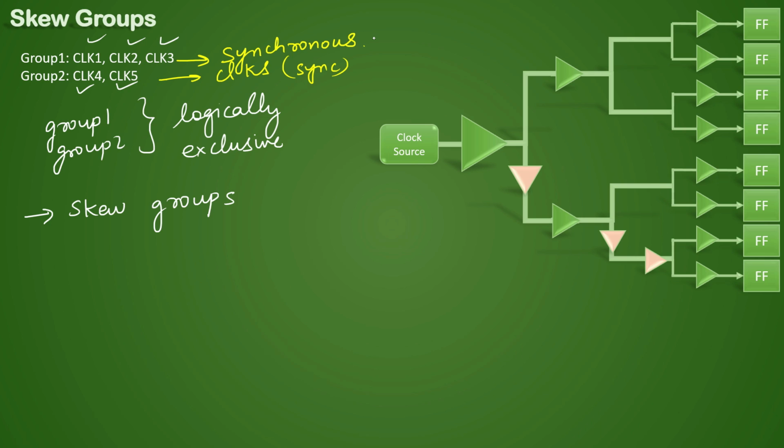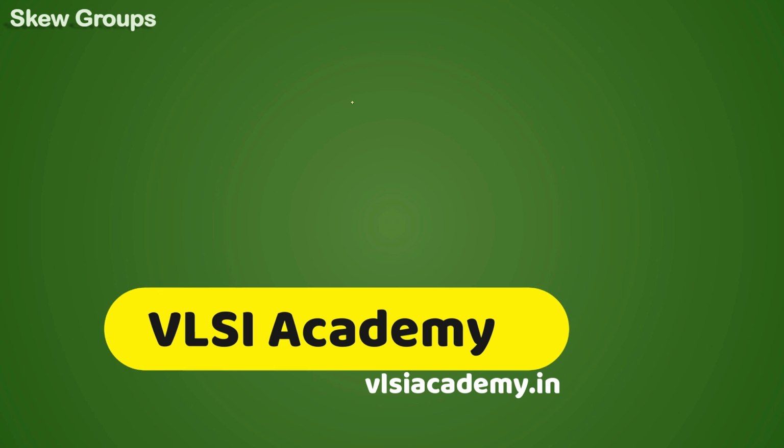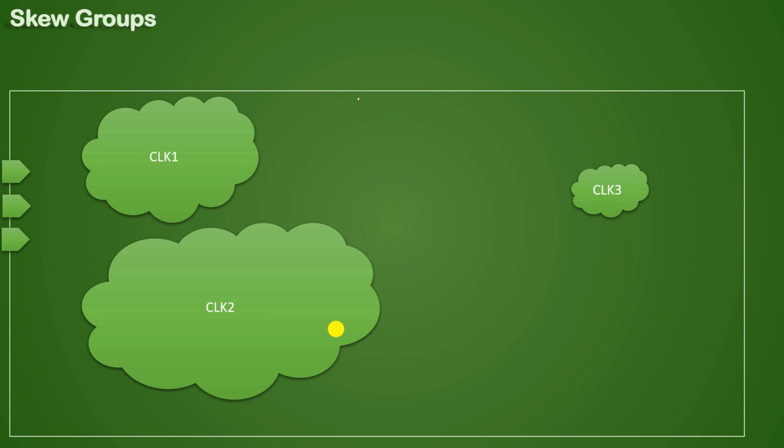So when we define the clock groups, we are actually saying that for the clocks which fall in the same group, the tool will balance the latencies of those against each other, but will not balance the latencies between the clocks of the other group. So CLK1 will not be balanced against 4 or 5. Similarly, CLK2 will not be balanced against 4 and 5, and 3 also will not be balanced against 4 and 5. Let us consider one more example to understand the concept.